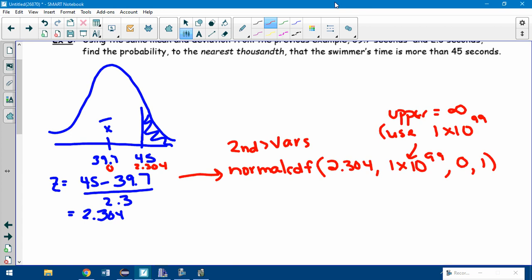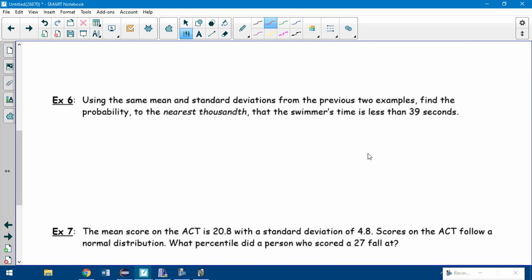0.0106. So that's only about a 0.011. It's about a 1.1% chance she's going to swim that slow, because this is slow values if I'm higher. Okay. All right, number 6.